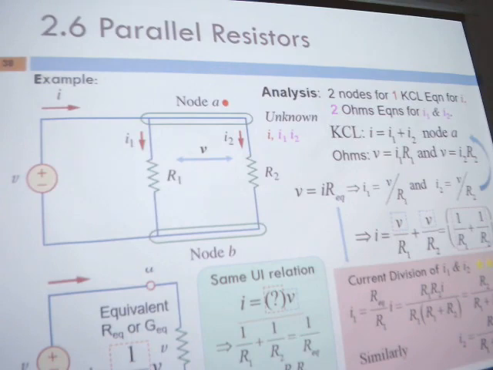Proportional. No, I mean it's 1 over something. What is this? What is this? I can check it myself.